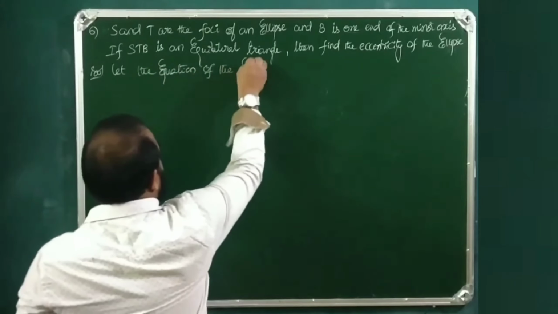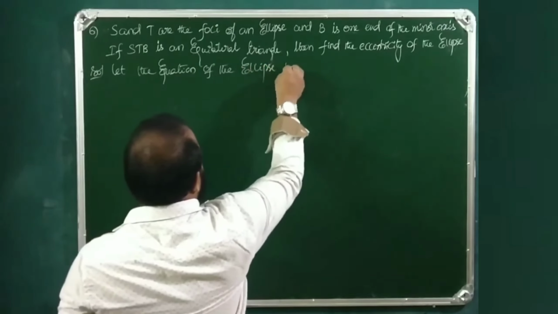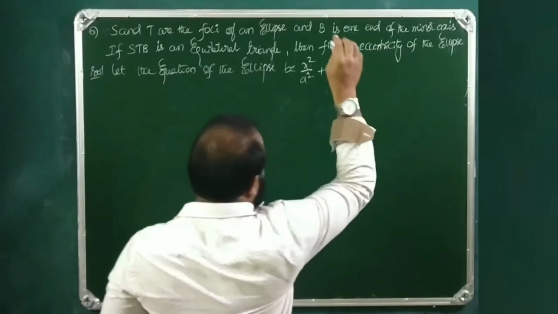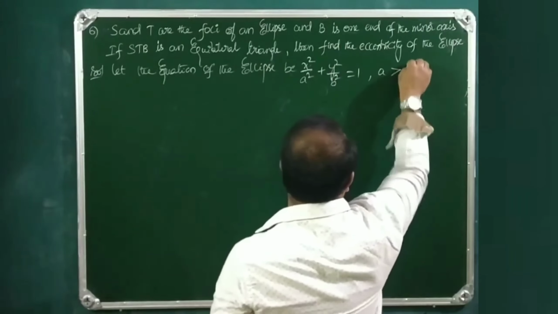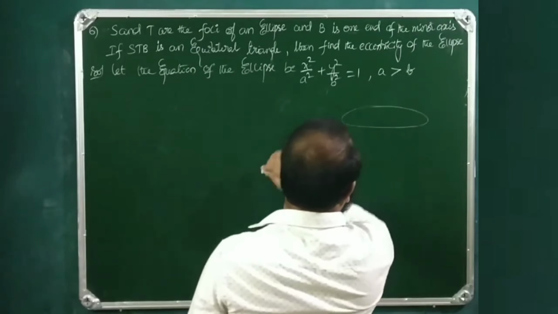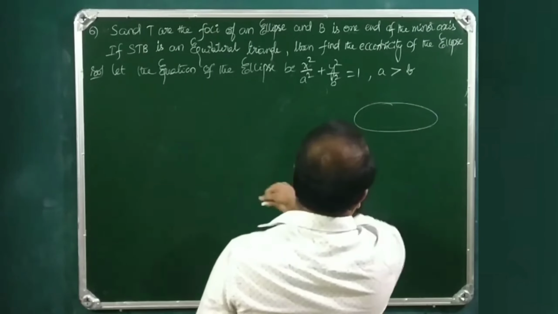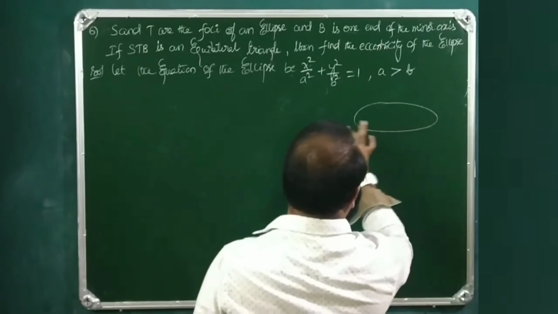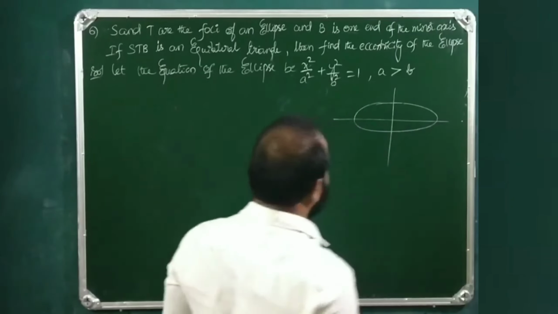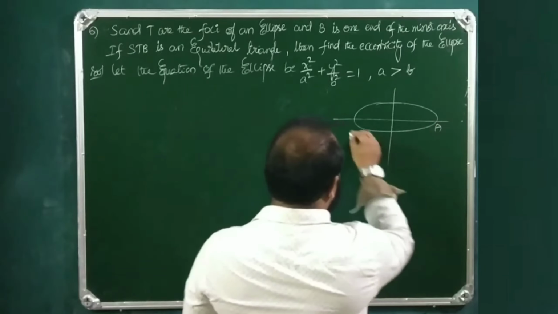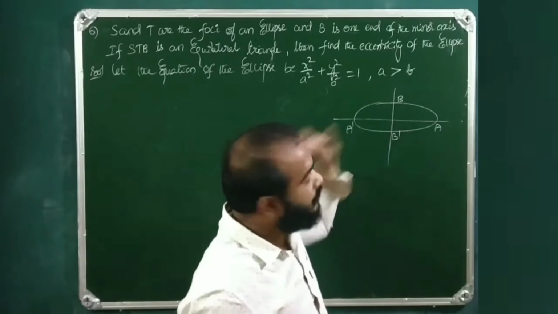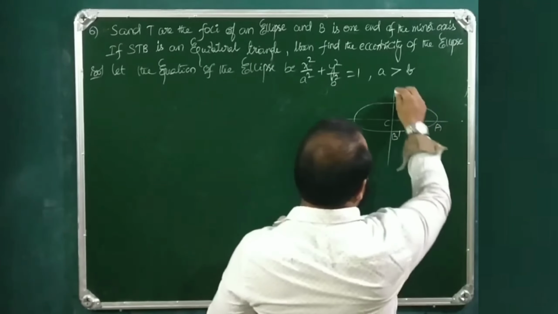So let the equation of the ellipse be x square by A square plus y square by B square equals to 1 with A greater than B. So if A greater than B is the case, then the supposed ellipse is this. This is our supposed ellipse. Now, this is A dash, B dash. This is major axis and this is minor axis. C be the center.